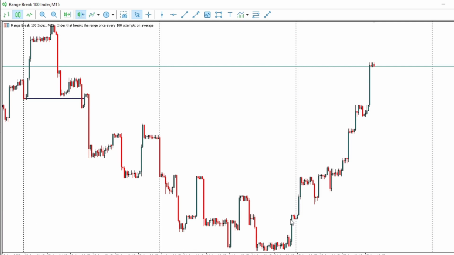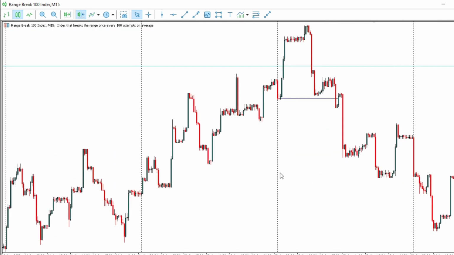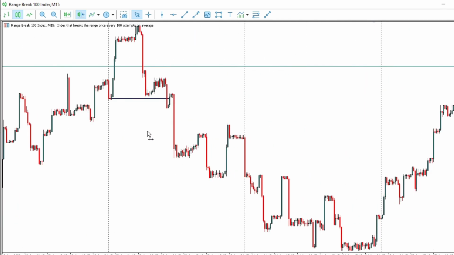So we're on the 15 minutes time frame. On Range Break and any volatility or synthetic index, we can use price action basically. But if you prefer using indicators, it's also okay. I always say that it depends on how you use these indicators.